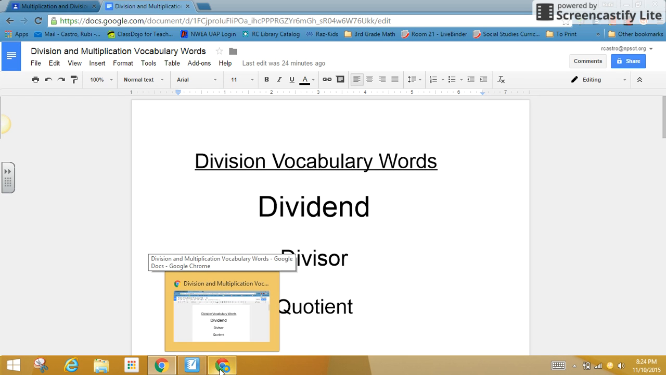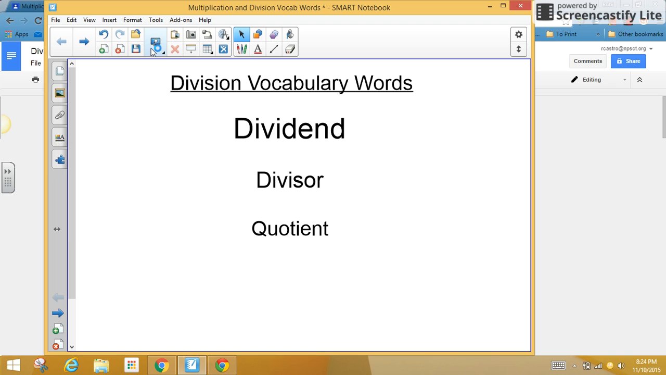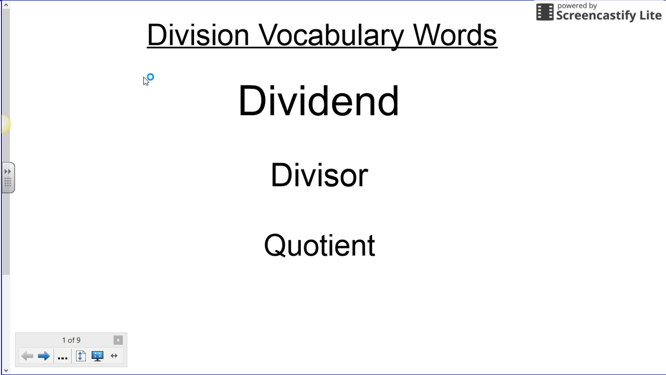Alrighty, so let's talk a little bit about division and multiplication vocabulary words. So let's start off with division. We've got dividend, divisor, and quotient. What silly words, huh? And they all kind of start with the div, div. So we can always remember that dividend, divisor belong to division equations.